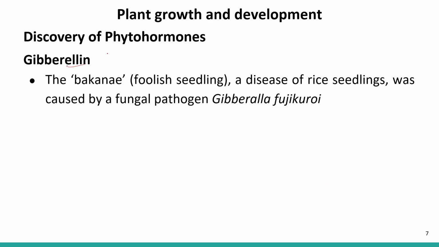Now, how were gibberellins discovered? So, Bakanae disease, also known as the foolish seedling disease. This disease was seen in rice seedlings. And what was the cause of the disease? A fungal pathogen, Gibberella fujikuroi. This fungal pathogen causes a disease in rice seedlings known as Bakanae disease, also known as the foolish seedling disease. Why is it called foolish seedling disease?